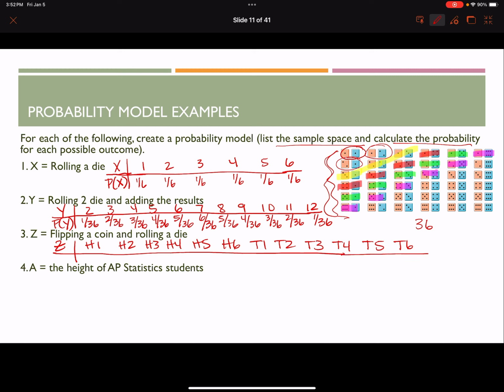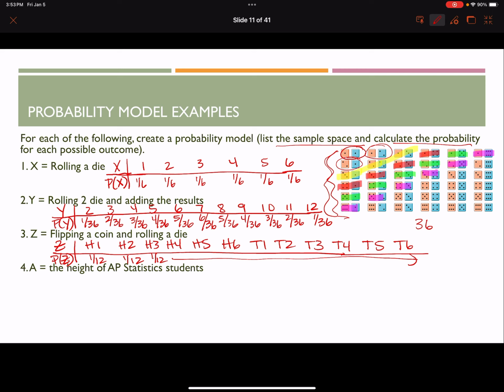And then I want the probability of each outcome. Well, each of these outcomes is equally likely, right? There's 12 possible outcomes. So the probability of each is 1 out of 12. So I would just fill in a 1 out of 12. And just for the sake of time, I'm just going to draw an arrow. So all of these probabilities would be 1 out of 12. All right. And then finally, the height of AP statistics students.